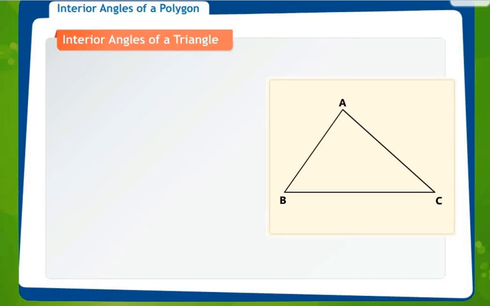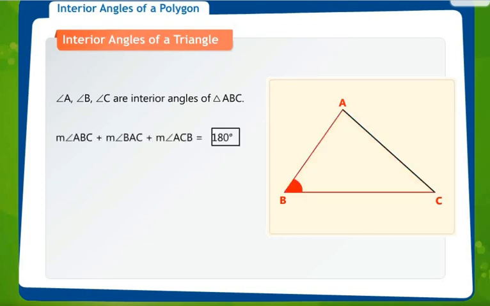Now further what we are going to study first is about interior angles of a triangle. Now you can see a triangle ABC. The name of the triangle is triangle ABC. Angles A, B, C are the angles of it. Now A, B, C are called interior angles of triangle ABC because they lie inside.